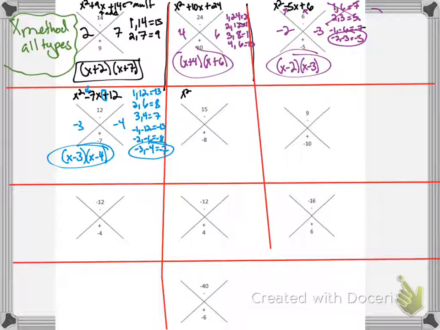X squared adds to give me negative 8x, multiplies to give me 15. Again, this tells us, I'm going to keep reiterating it every time, that these are going to be the same sign, so both positive or both negative. This tells me that they're both going to have to be negative, but I'll show it again. So we have 1 and 15. 2 does not go into 15, and then 3 and 5. 4 doesn't go into it, so then we're back at 5. So -1, -15, -3, -5. This gives me 16. This gives me 8. This gives me -16. This gives me -8, which is what I'm looking for. So -3, -5. X minus 3, x minus 5.